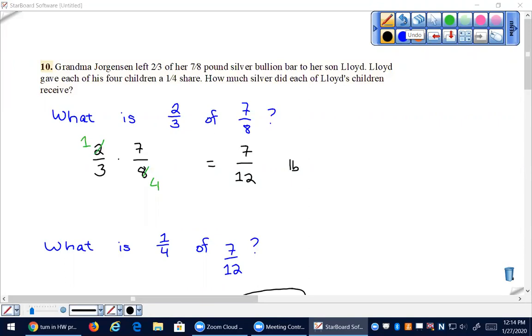Would it be less confusing if the 2/3 is written out as two-thirds? No. Okay, other homework questions.